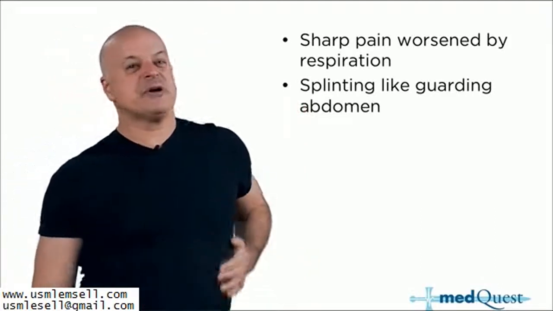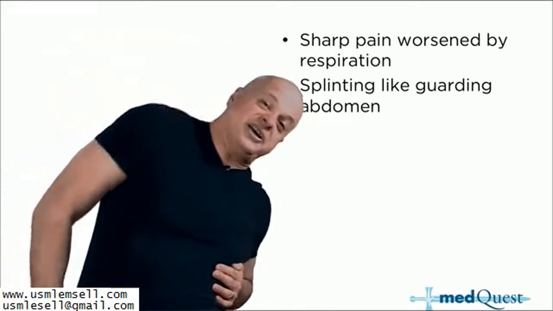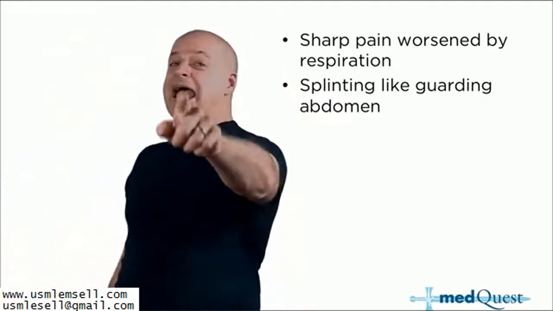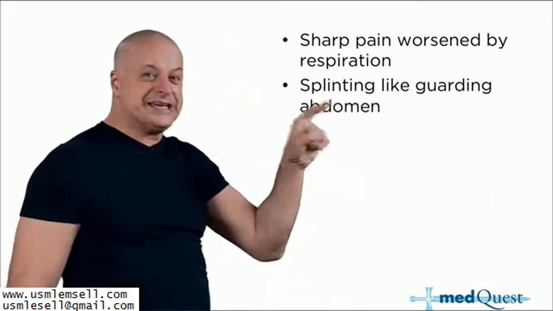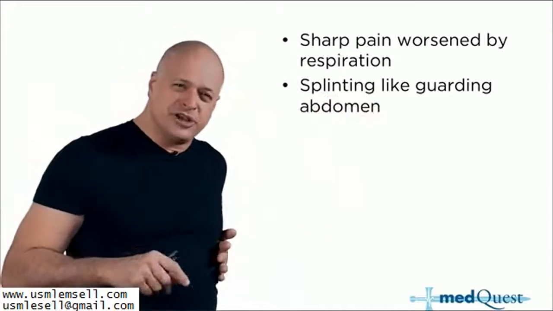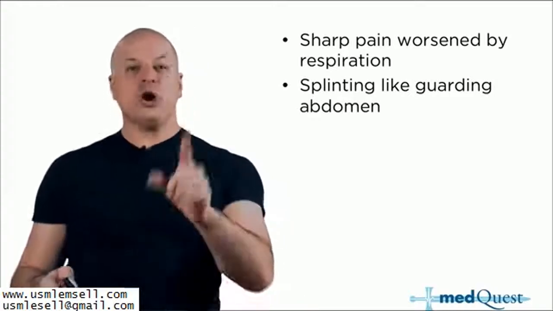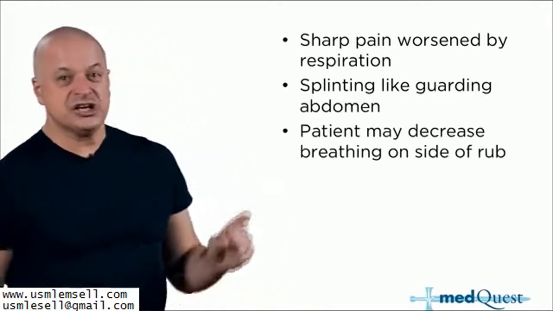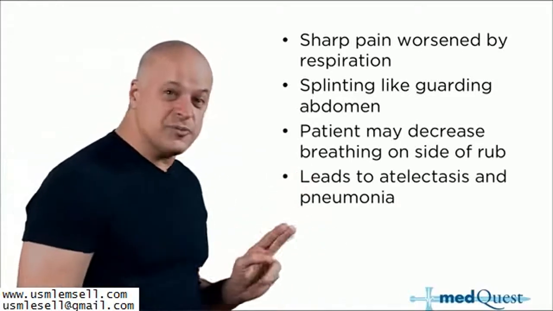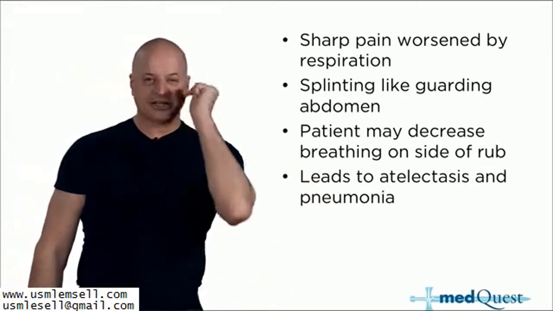For instance, if you have a pleural rub on one side, you end up leaning towards that side and you start breathing on the other side. The problem is that not breathing on one side leads to atelectasis. Splinting is like guarding. Guarding means don't touch me, don't move. What ends up happening is that you get pneumonia after the atelectasis. So the patient has decreased breathing on the side of the rub, and this leads to atelectasis and pneumonia the same way it does when somebody has a rib fracture.